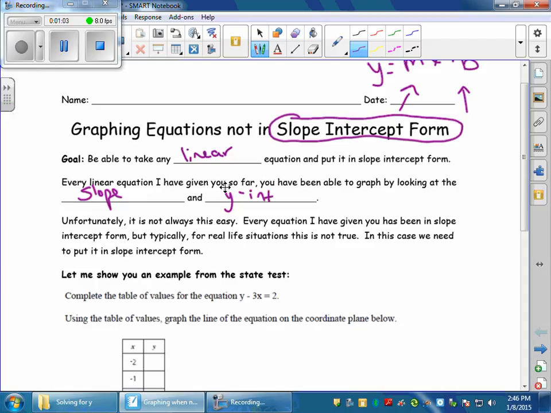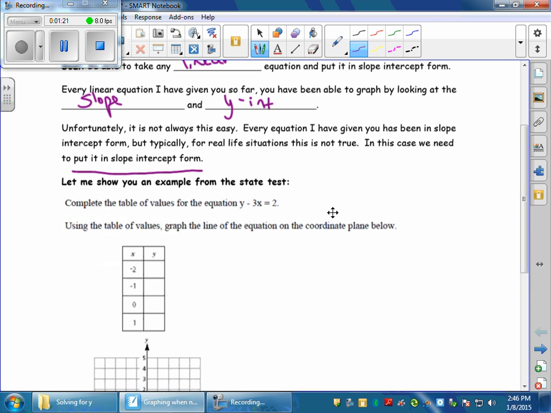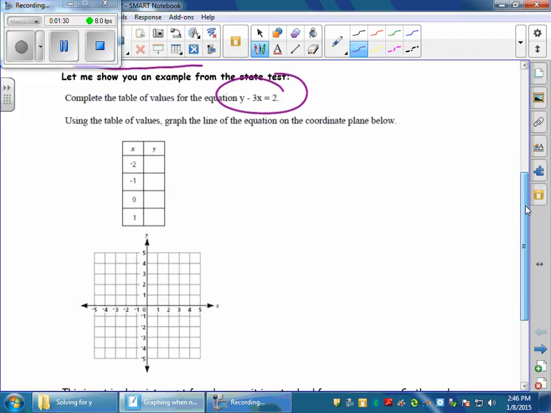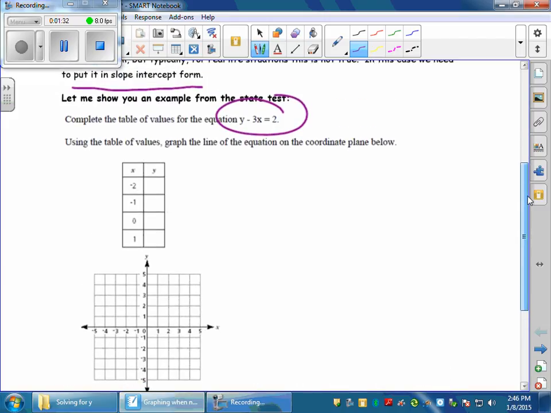Every equation I've given you so far has been in slope-intercept form, but typically, and a lot of times in real-life situations, it's not true. In this case, we need to do one extra step. We need to put it in slope-intercept form ourselves. For example, here's an old state test question. As you can see, I copied and pasted it. And take a look at this equation. That's a little bit different than every other equation we've done so far. Can you guys think of how it's any different?